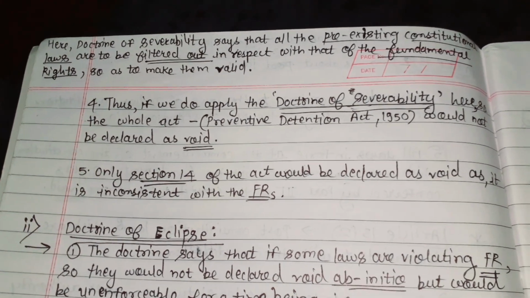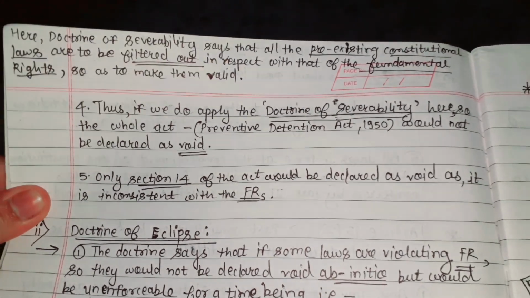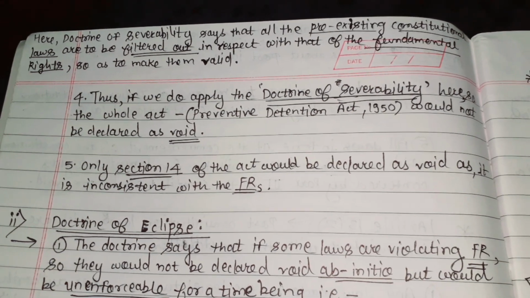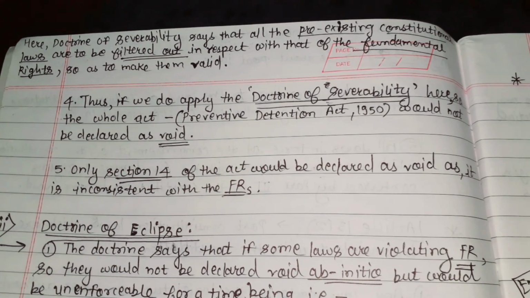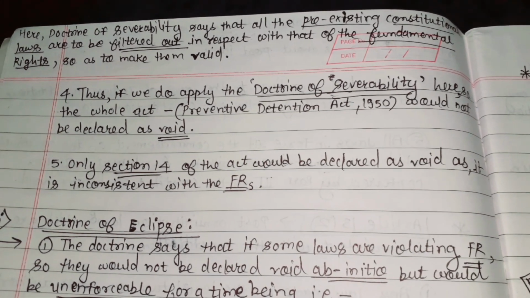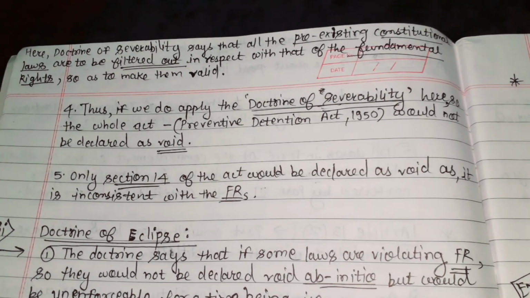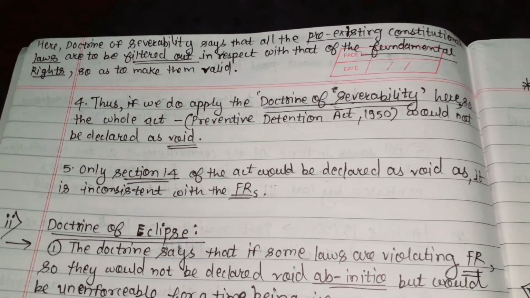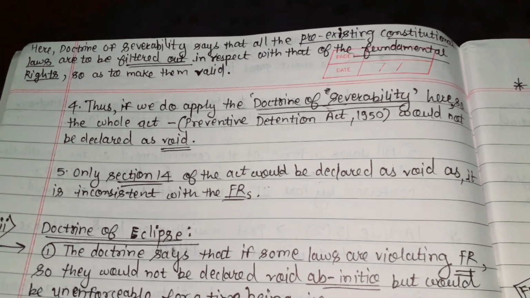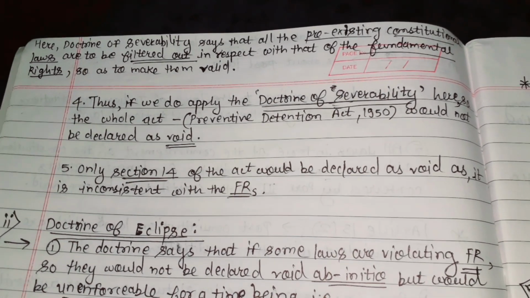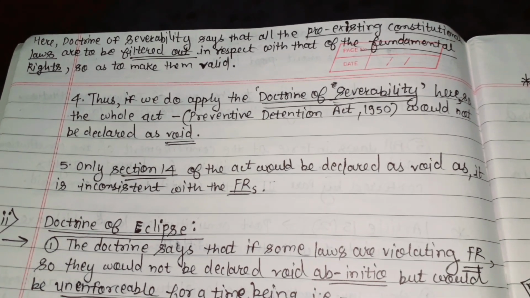Thus, if we apply the doctrine of severability here, the whole Preventive Detention Act 1950 would not be declared void. Only some part will be declared void, meaning only Section 14 of the Act would be declared void as it is inconsistent with the fundamental rights. That is the doctrine of severability, meaning to separate out only that much part which is inconsistent with the fundamental rights.